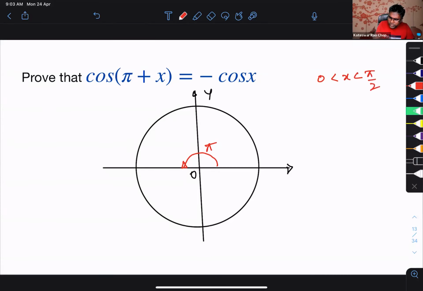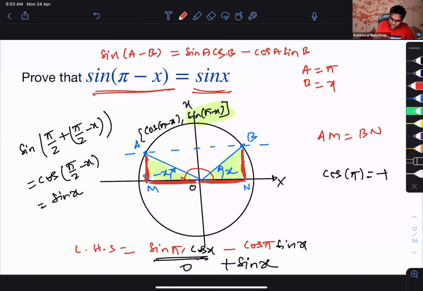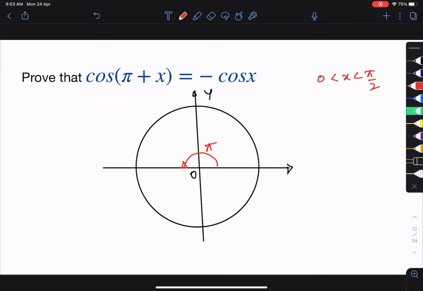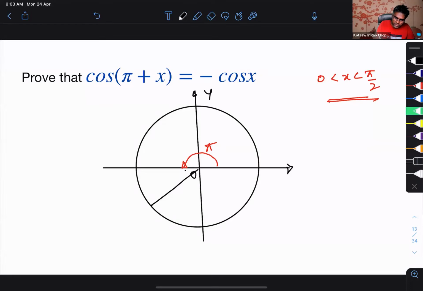Guys, did I write pi by 2 last time? 0 and pi by 2, acute. Sometimes, yeah, I think I wrote 90 degrees here. I'm using pi by 2. Okay. So if I just move in the counterclockwise direction, so let's say I'm coming till here. Let's take that point as A. So this is X.